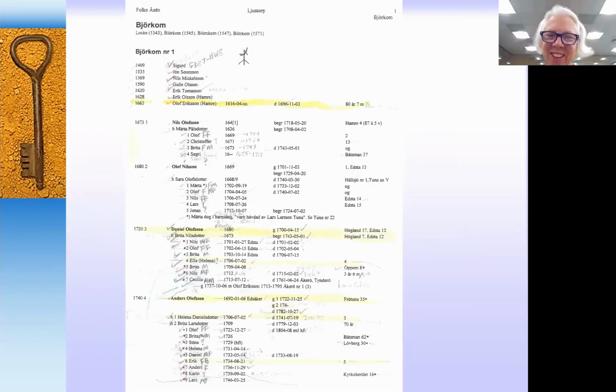Now we get to take a look at this, and I don't know how much you can see as far as the small print here, but I just wanted you to get a look at the first page of the Ljustorpsbor inventory of family groups.